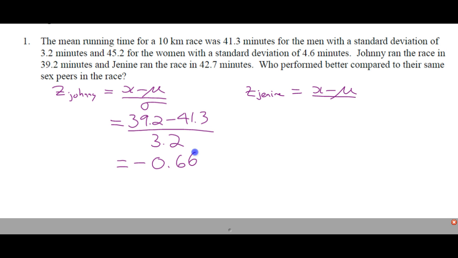So x minus mu, write the formula down every time you use it. So Janine's time, Janine ran the race in 42.7 minutes. The mean for the women was 45.2, and the standard deviation was 4.6, right? So who were more spread out, the men or the women?